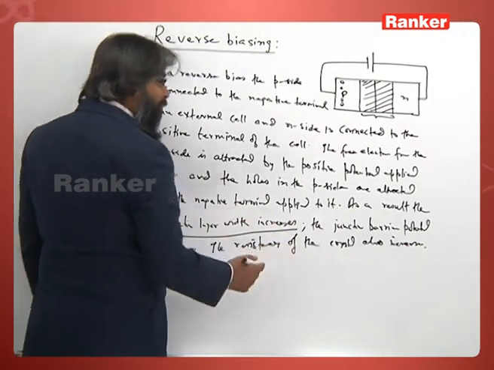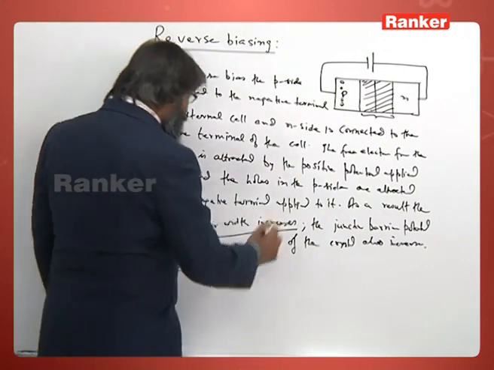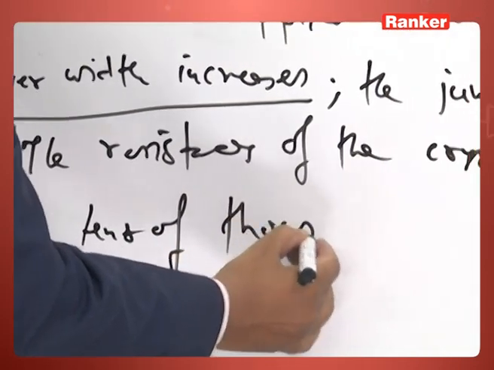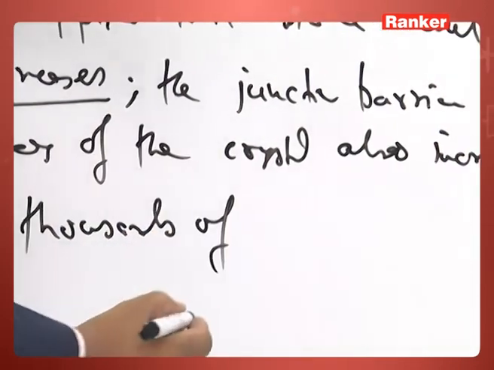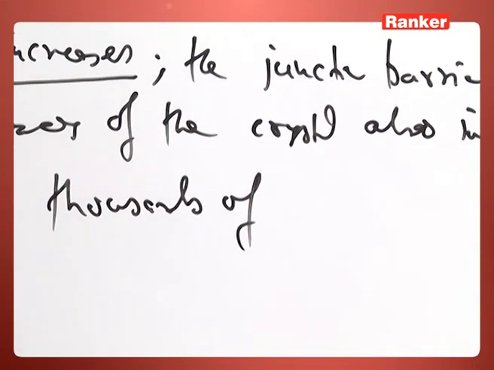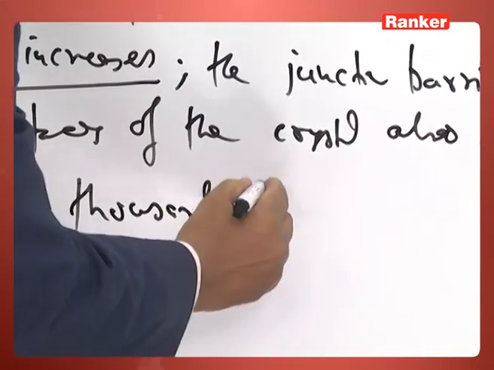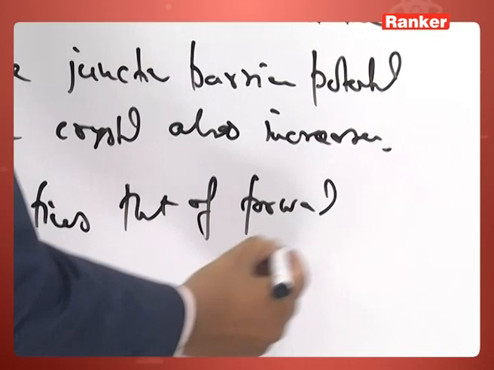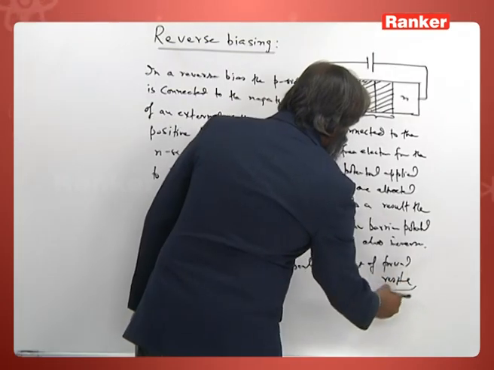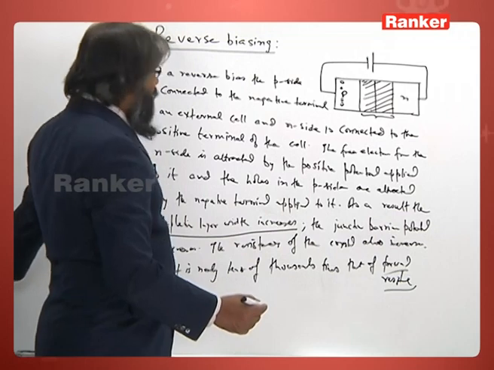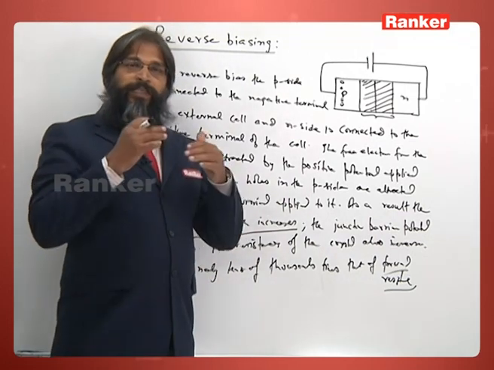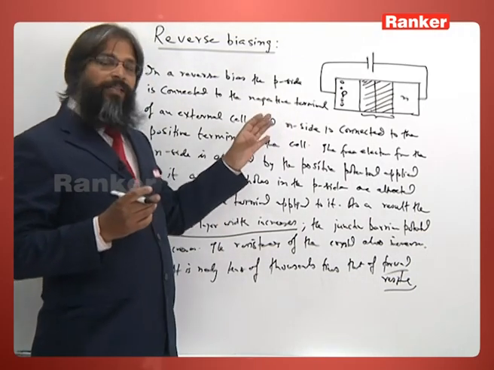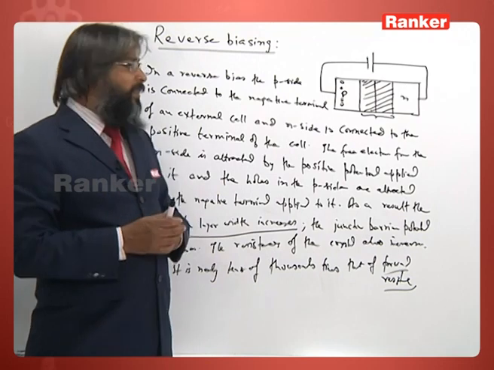It is nearly 50,000 to lakhs, tens of thousands of times that of forward resistance. That is the resistance during forward bias. So this resistance is 50,000 times, 1 lakh times more than the resistance during the forward bias.